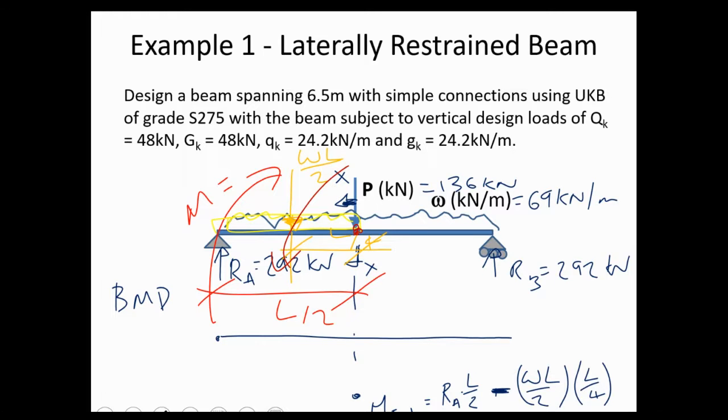So I get RA times L over 2 minus omega L squared over 8. When I work that out, hopefully it comes out the same, and I end up getting MED here at the center as 585 kilonewton meters when I put the values in. So that's the forces we have to design for.